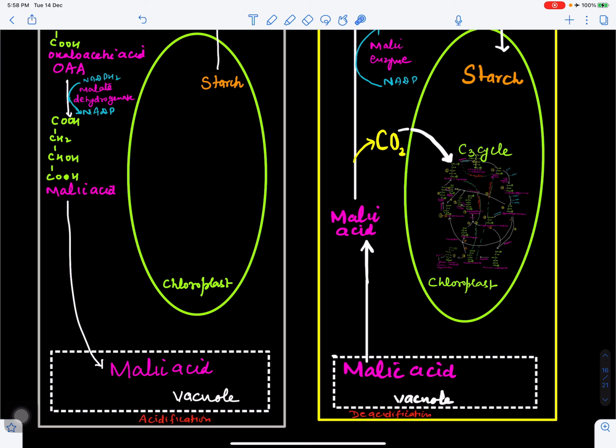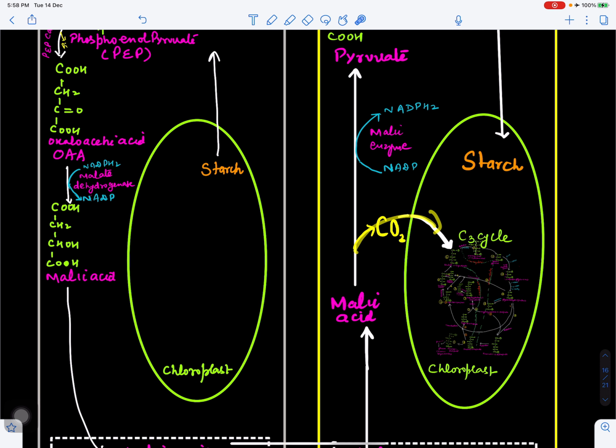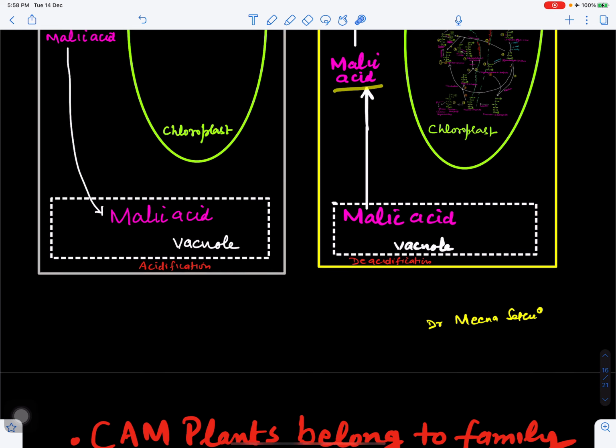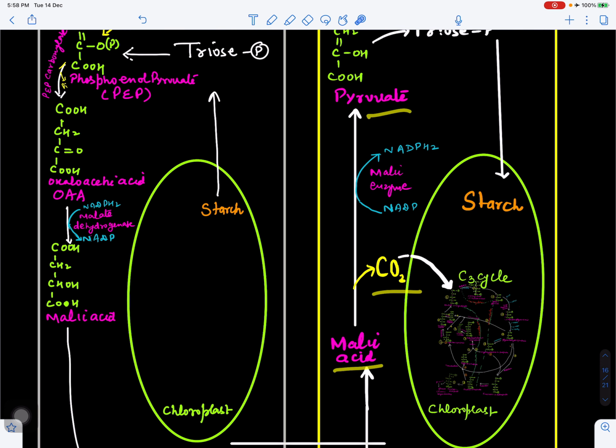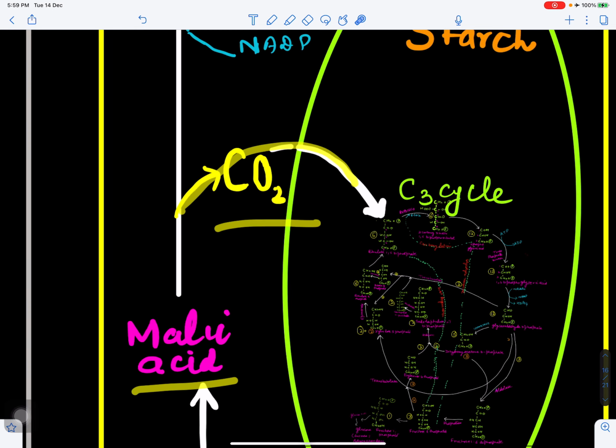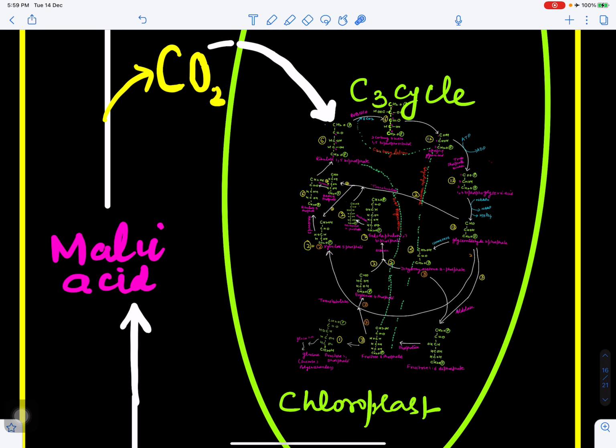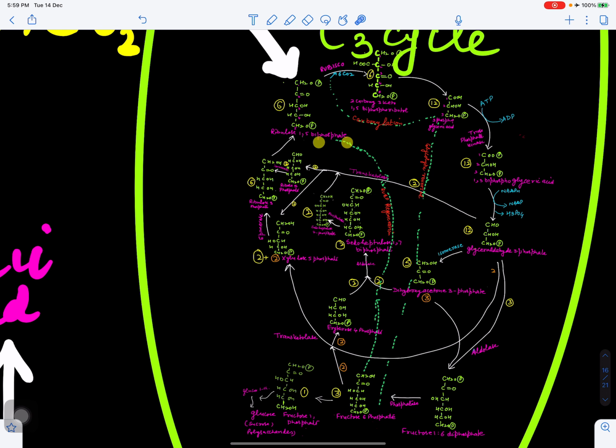Now what happens during daytime? This malic acid will move out of the vacuole and will break up, releasing carbon dioxide and pyruvate. This process of breaking malic acid into carbon dioxide and pyruvate is also called deacidification. Now this carbon dioxide which has been released will be accepted in the chloroplast matrix by the C3 cycle. In the C3 cycle, ribulose 1,5 bisphosphate will accept this carbon dioxide and this will enter into the Calvin cycle or C3 cycle. This will lead to the formation of sugars.